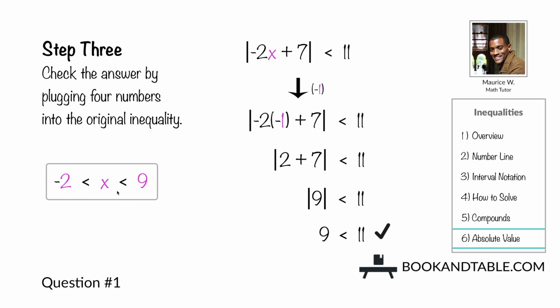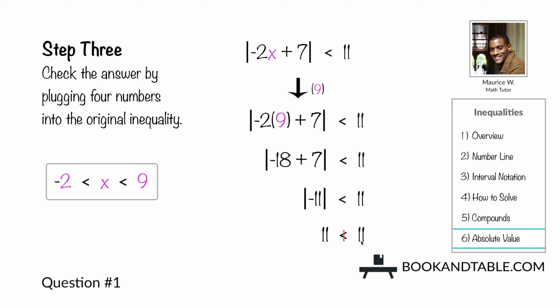And now we want to plug in 2 numbers to test the right side of this inequality. So we'll plug in 8, which is less than 9, so that should work. And then we'll plug in 9, since that should not work. Negative 2 times 8 is negative 16. Negative 16 plus 7 is negative 9. And the absolute value of negative 9 is 9, giving us a true statement, 9 is less than 11.